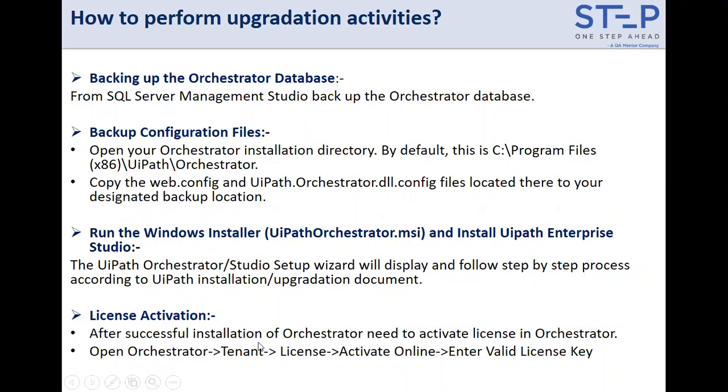To activate the license, just open the Orchestrator. Under Orchestrator, go to the tenant, and under that go to License and click on Activate Online. After clicking on Activate Online, enter a valid license key. After entering a valid license key, we are able to see the licensing details. So these are all the activities that we need to perform while upgrading from the older version to the latest version. These are the things we need to follow.